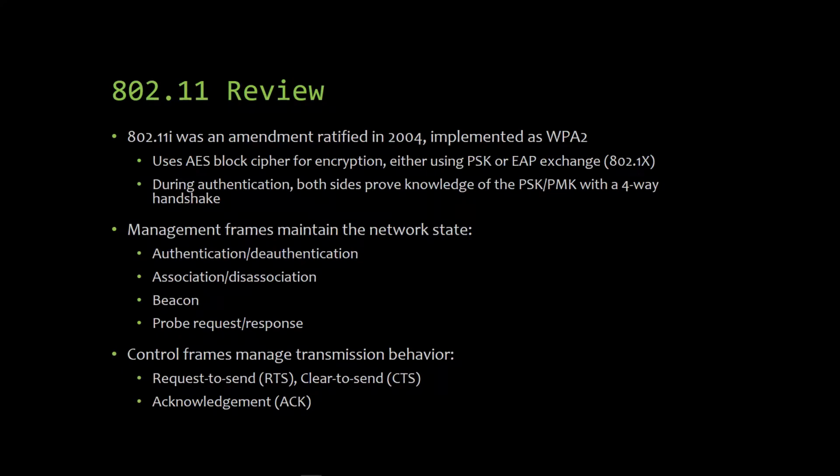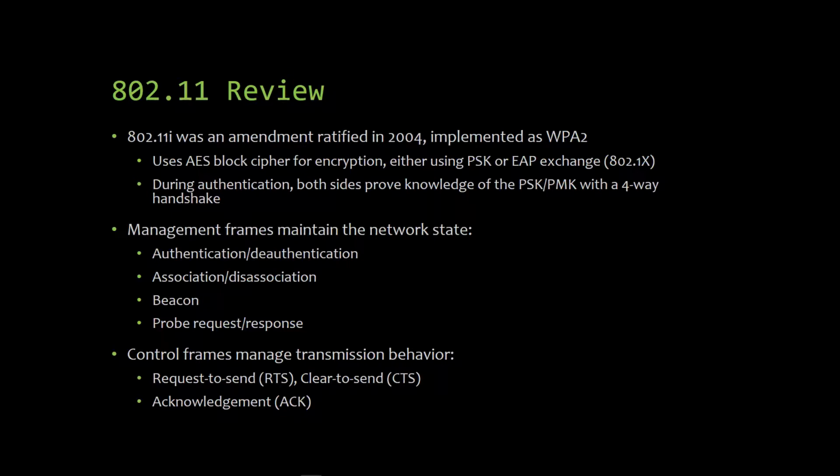So first of all, 802.11 is the wireless communication standard that was first ratified in 1997. The first security implementation was WEP, which was known to be very, very insecure, and was replaced in 2004 by 802.11i, which defines what we know as WPA2. WPA2 uses the AES block cipher, of course, to encrypt the traffic, and it uses either a pre-shared key or EAP exchange with 802.1x. And so during the authentication, both sides prove that they have shared knowledge of the pre-shared key by using a four-way handshake, never actually transmitting the key.